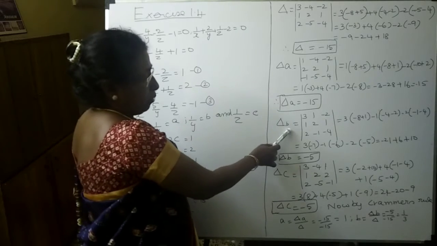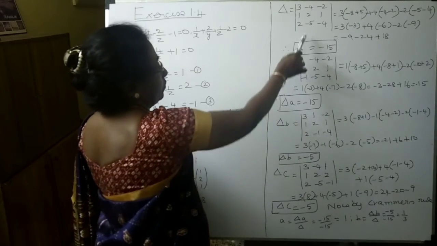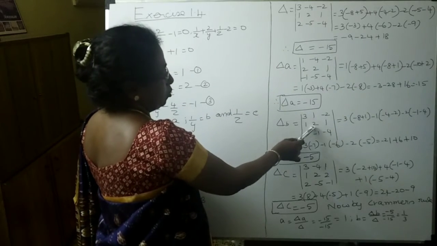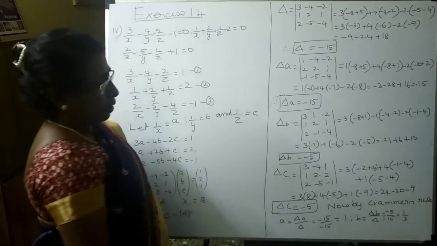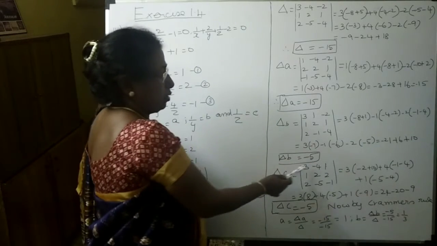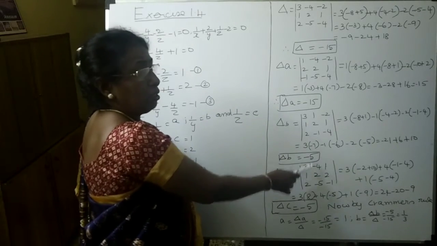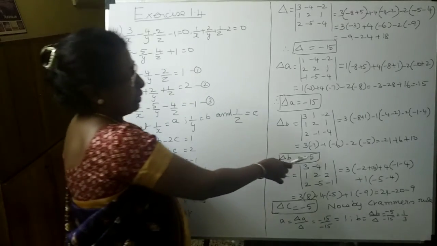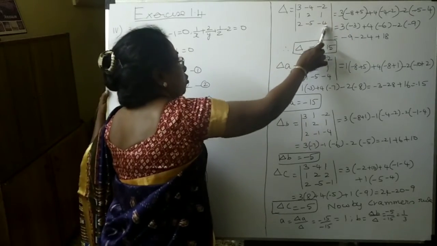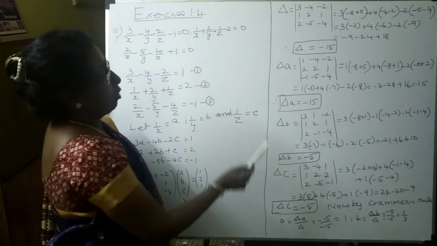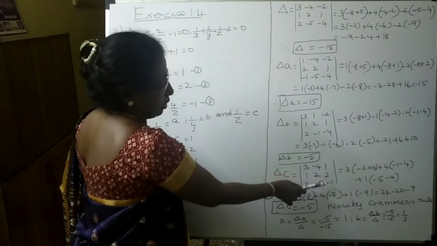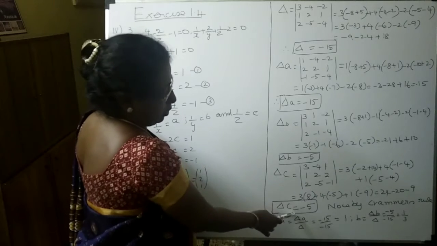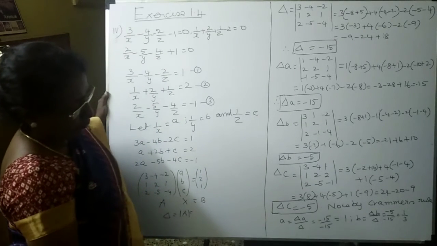Similarly, to find delta B, replace the B column, minus 4, 2, minus 5, by the constants 1, 2, minus 1. We get delta B. Expand this determinant, you get the value of delta B to be minus 5. To find delta C, replace the C column, minus 2, 1, minus 4, by the constants 1, 2, minus 1. And you expand this determinant, you get delta C value to be minus 5.